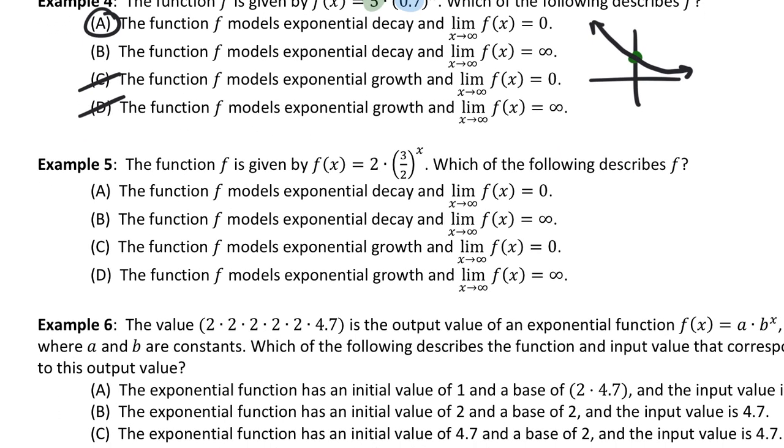Okay, your turn. Example 5 is for you. Let's see if we got it. In example 5, it says the function f is given by f of x equal to 2 times 3 over 2 to the x, which of the following describes f.